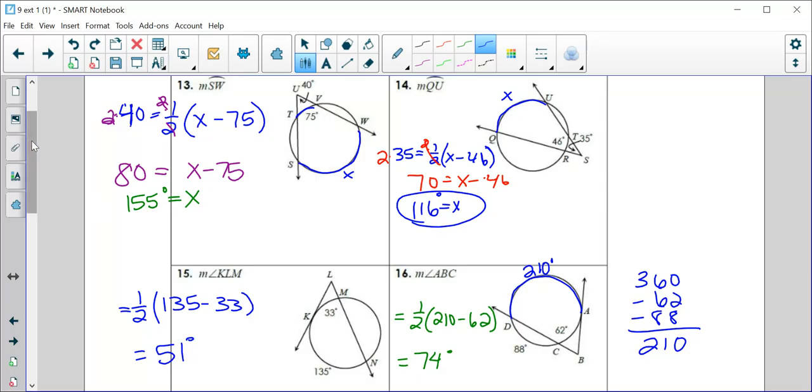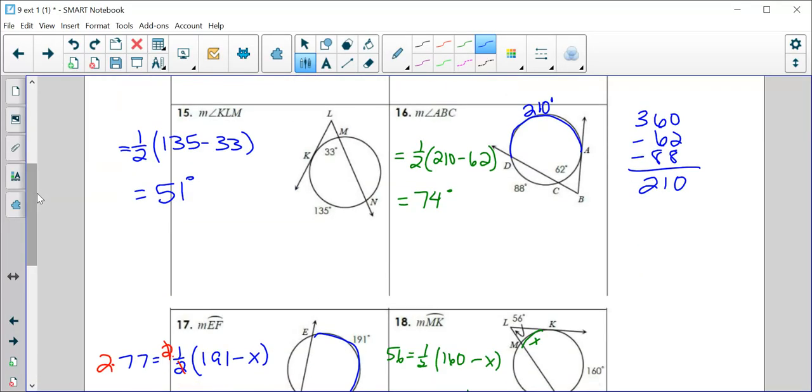We had skipped 15 earlier. So if you did 15, that one was a basic one. It should be 51 degrees. Big arc minus small arc divided by 2 or times 1/2. Number 16, this one we had to first calculate what is the big arc. We could find that because we are already given the 2 arcs of the circle, and this is just the third remaining arc. So we can take 360 minus the 2 arcs we knew to get that 210. Once I know that's 210, I can say big arc minus small arc and then divide by 2 or cut it in half. And we get 74 degrees for the outside angle.